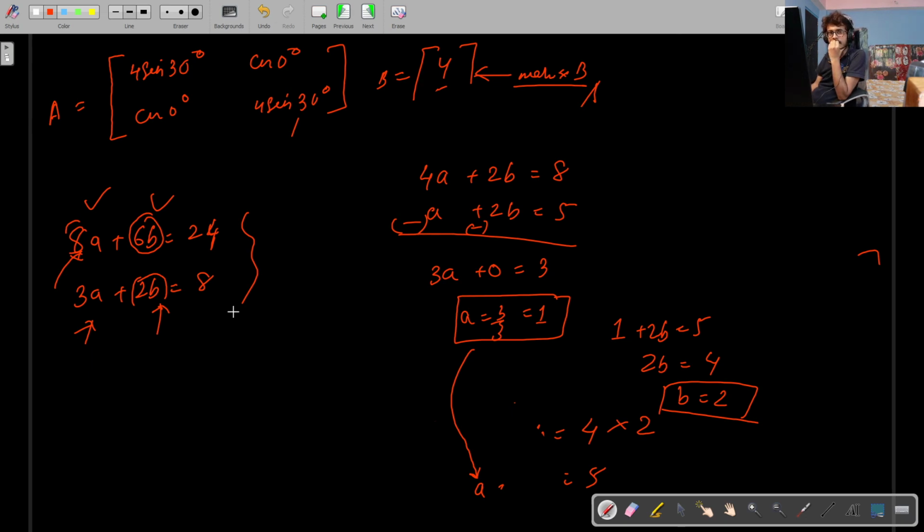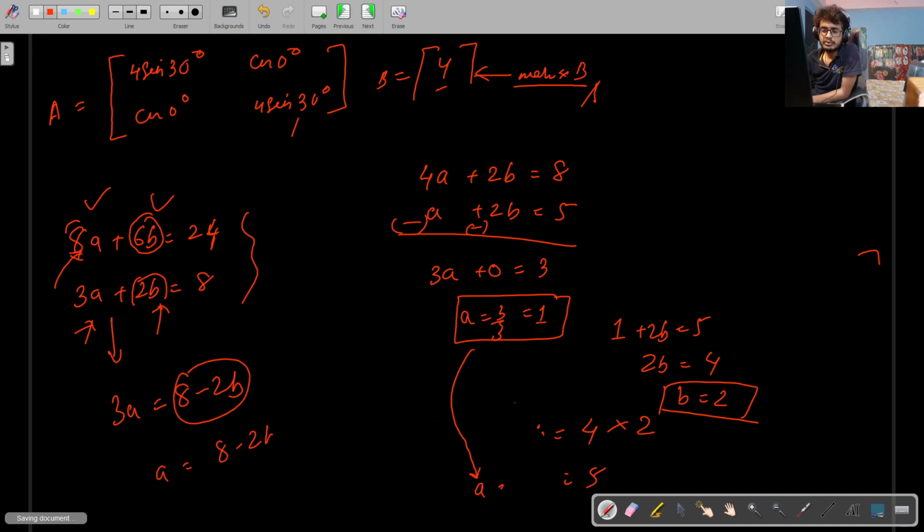Yeah, you can do that. You can do it this way as well. You can do it 3a equal to 8 minus 2b, right? Now put this value in place of a. Or a equal to 8 minus 2b divided by 3.